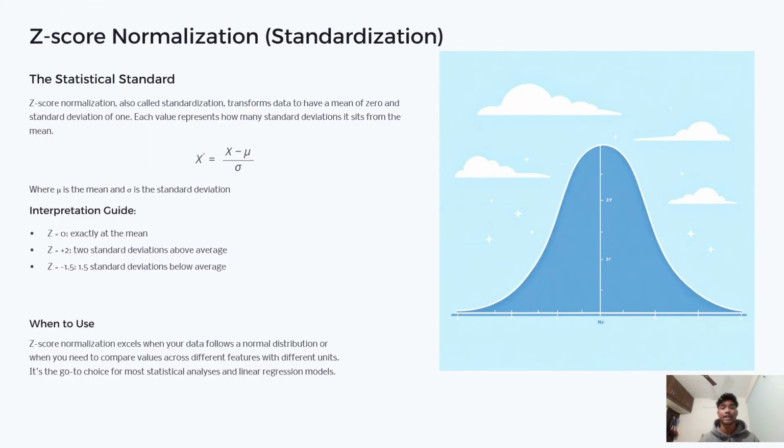Now, standardization, Z-score normalization. Z-score normalization transforms the data so that it has mean 0 and standard deviation 1. This way, each value shows how many standard deviations it is away from the mean. We use Z-score when the data follows a normal distribution, we need statistical interpretation, or features have different units like kg, meters, rupees, etc. This method is widely used in statistical analysis and linear models.